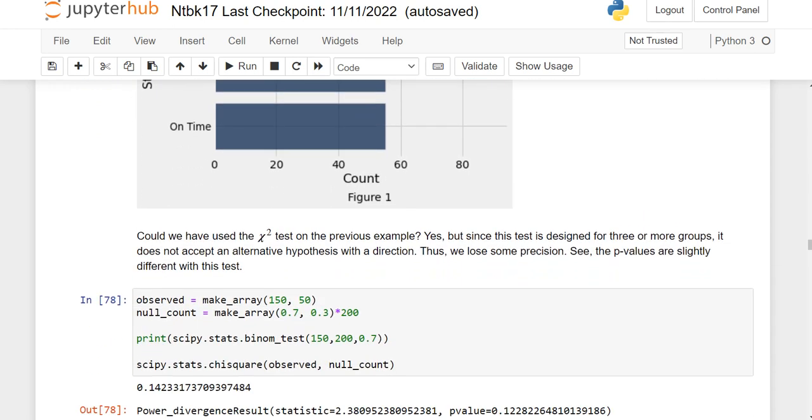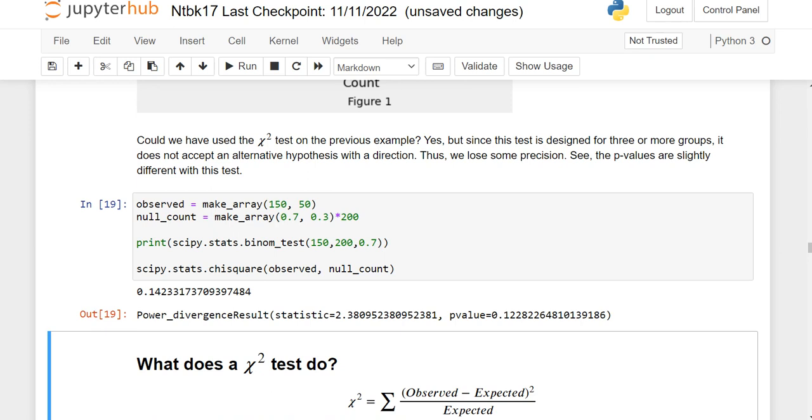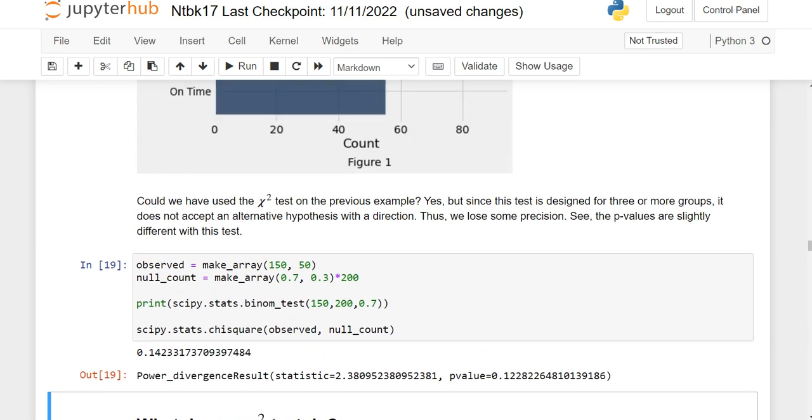Okay. And then this talks about the reason why we use z-test for population proportion. And notice that, yes, you can use the chi-squared.